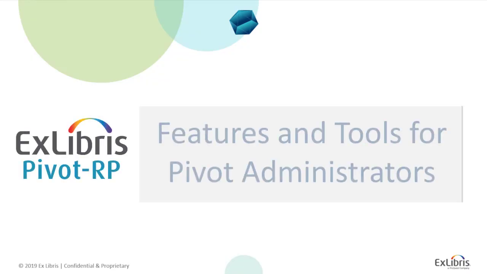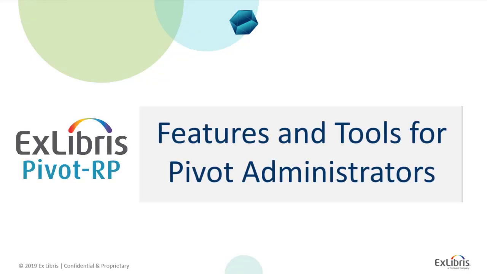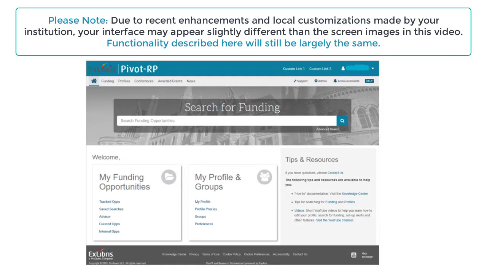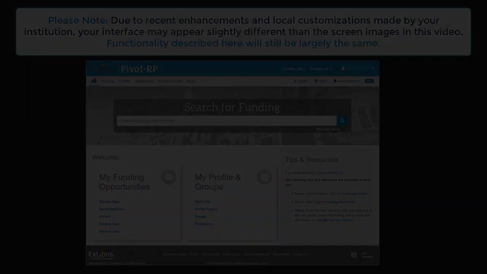This video explains the features and tools Pivot administrators at your institution can use to help researchers discover funding opportunities. Please note, due to recent enhancements and local customizations made by your institution, your interface may appear slightly different than the screen images in this video. Functionality described here will still be largely the same.